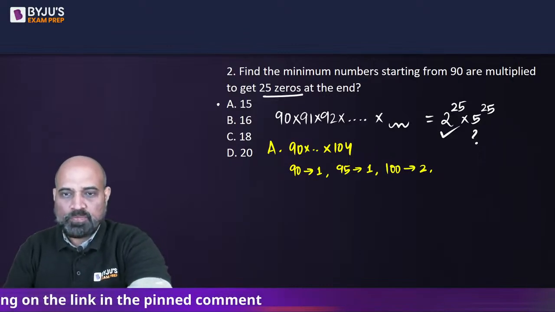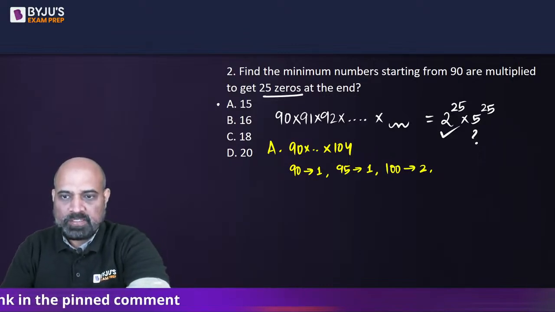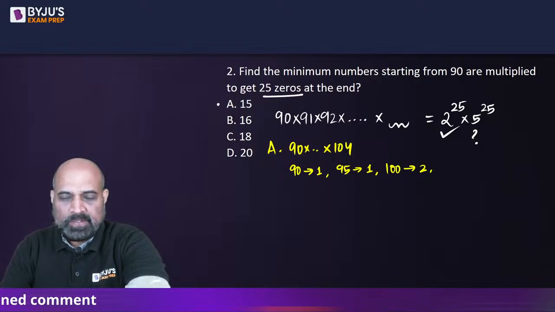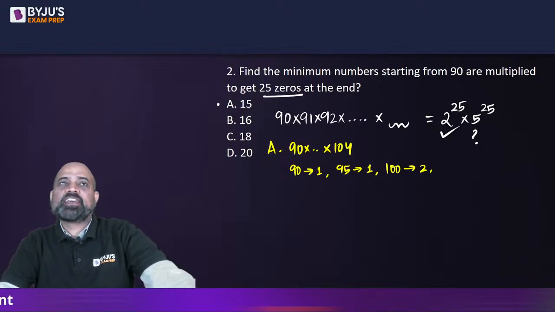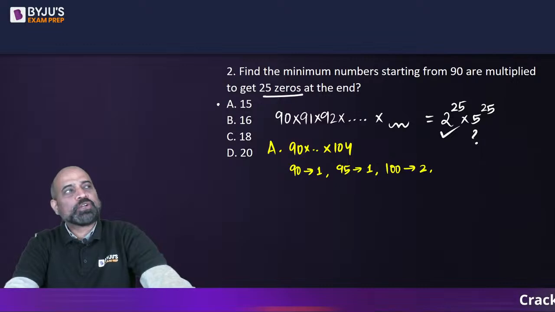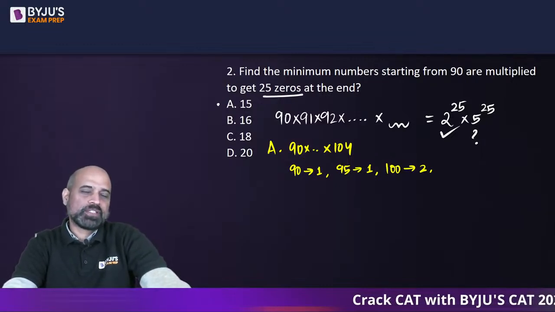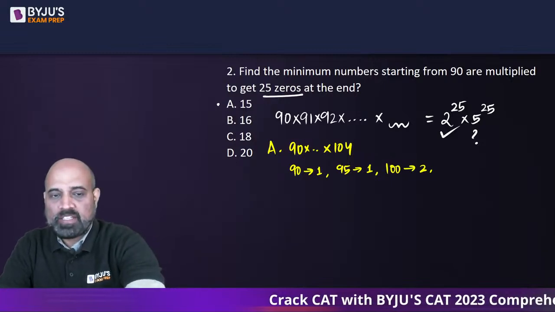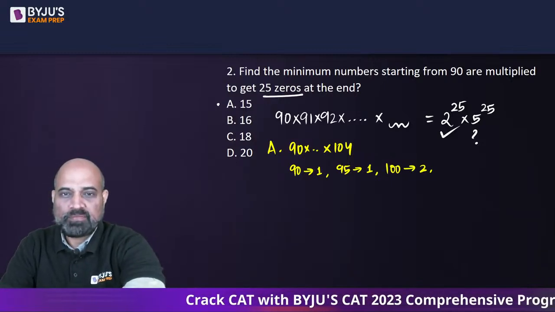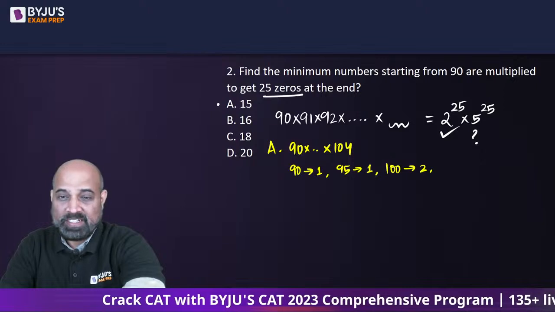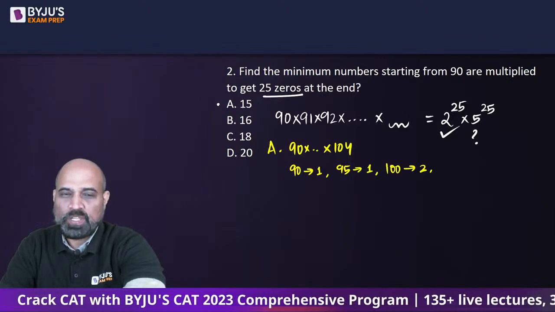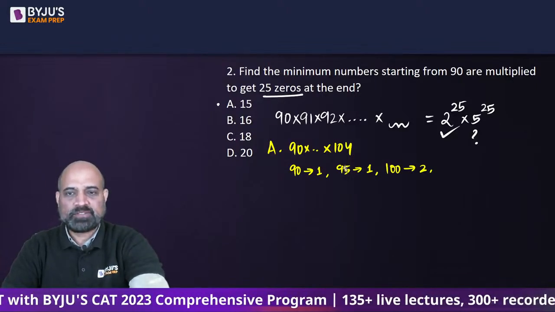I think there should be something else. 90 से अगर if I write product of even 20 consecutive numbers, this will never give me 25 zeros at the end. The numbers should be multiples of 90s, then this will make sense, right?